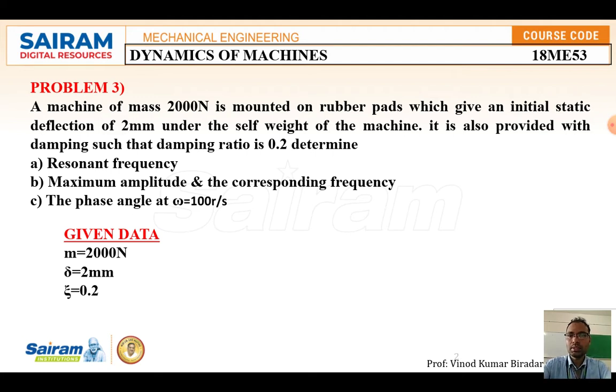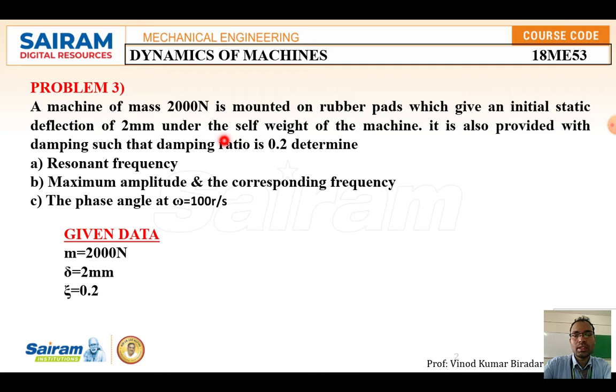The third problem: a machine of mass 2000 Newton is mounted on a rubber pad, which gives an initial static deflection of 2 mm under the self weight of the machine. It is also provided with damping such that the damping ratio is 0.2. So one machine is there, and a weight of 2000 Newton is added on that particular machine, on the rubber pad. After you apply this force, it will give some initial deflection, about 2 mm under the self weight of the machine.